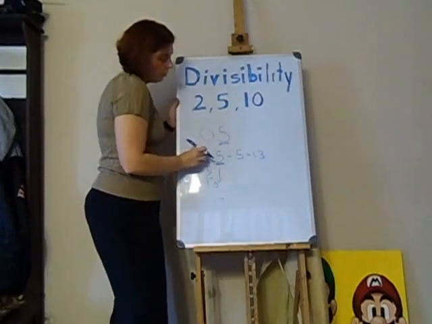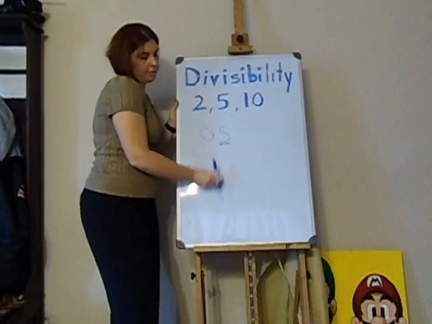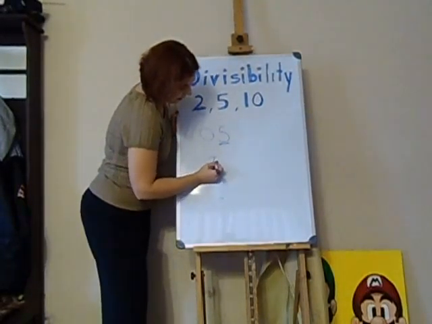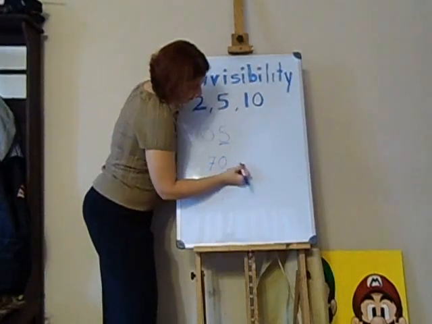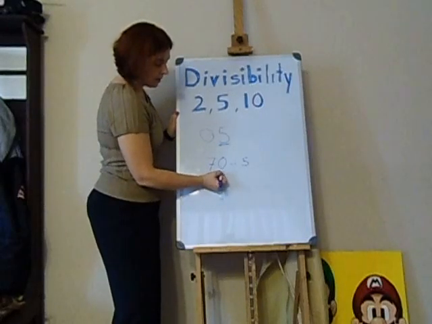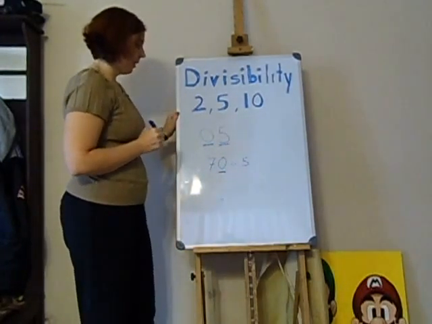Let's do one more as an example. Let's go with the number 70. 70 divided by 5. It ends in a 0, so it should be divisible by 5. Let's go check it out.